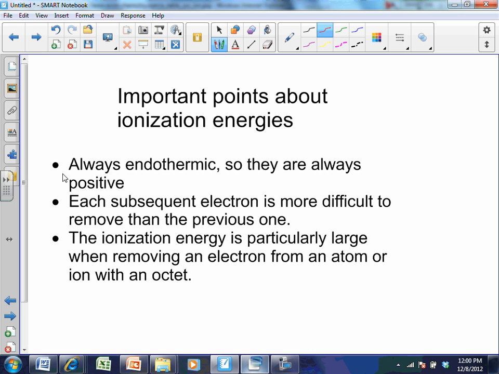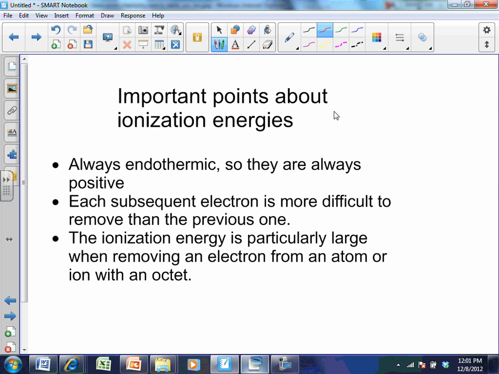Important points to note. Ionization energy is always endothermic, so they're always positive values. The energy should always be reported as a positive value because it always costs energy to remove an electron. Each subsequent electron is more difficult to remove than the previous one. The reason is that once you remove an electron, the remaining electrons are more tightly held by the nucleus. The positive ion is smaller than the neutral atom because the remaining electrons get pulled in a little closer to the nucleus, and consequently each subsequent electron that you take off is more difficult to remove.